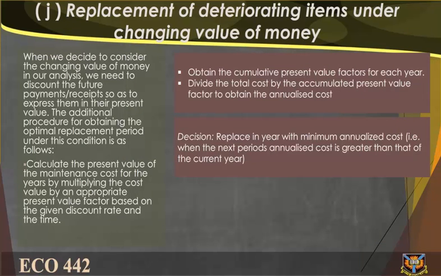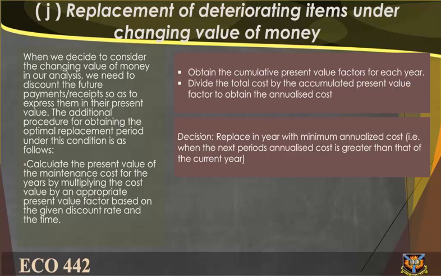J. Replacement of deteriorating items under changing value of money. When we decide to consider the changing value of money in our analysis, we need to discount the future payments or receipts so as to express them in their present value. The additional procedure for obtaining the optimal replacement period under this condition is as follows.